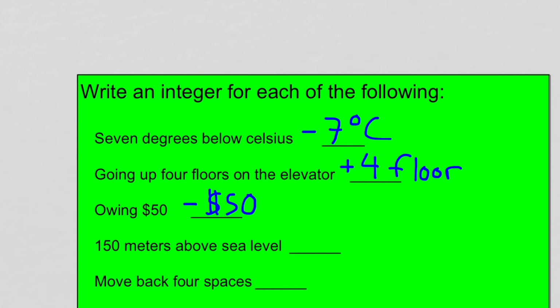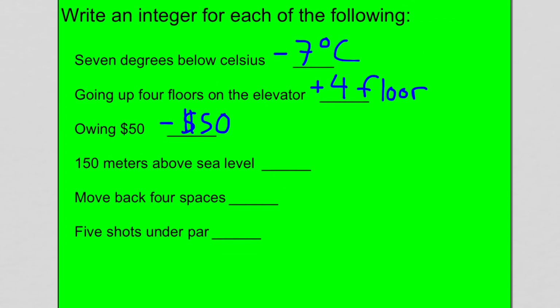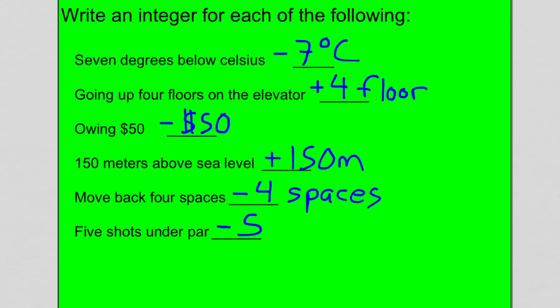But it could be the opposite. Someone who is gaining that $50 would be positive $50. 150 meters above sea level, that would be positive 150 meters. Moving back 4 spaces would be negative 4 spaces. And in golf, if you've ever played the game golf, 5 shots under par would be negative 5. And in golf, that's actually a good score. So those are some real-life applications of integers.